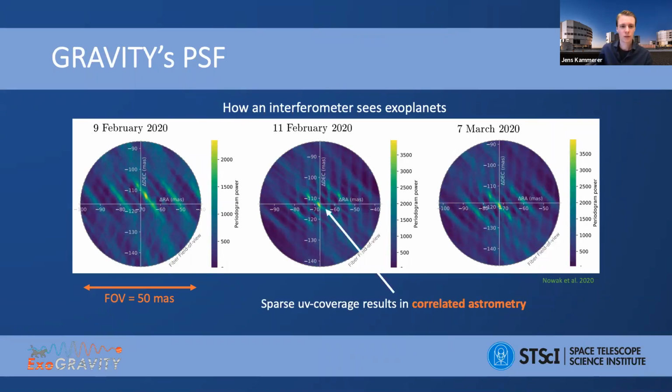And you also see, of course, that because of this PSF, you get correlated measurement of astrometry. You get some correlation between right ascension and declination. And we have to take this into account in an orbit fitting to make use of the high astrometric precision of GRAVITY.